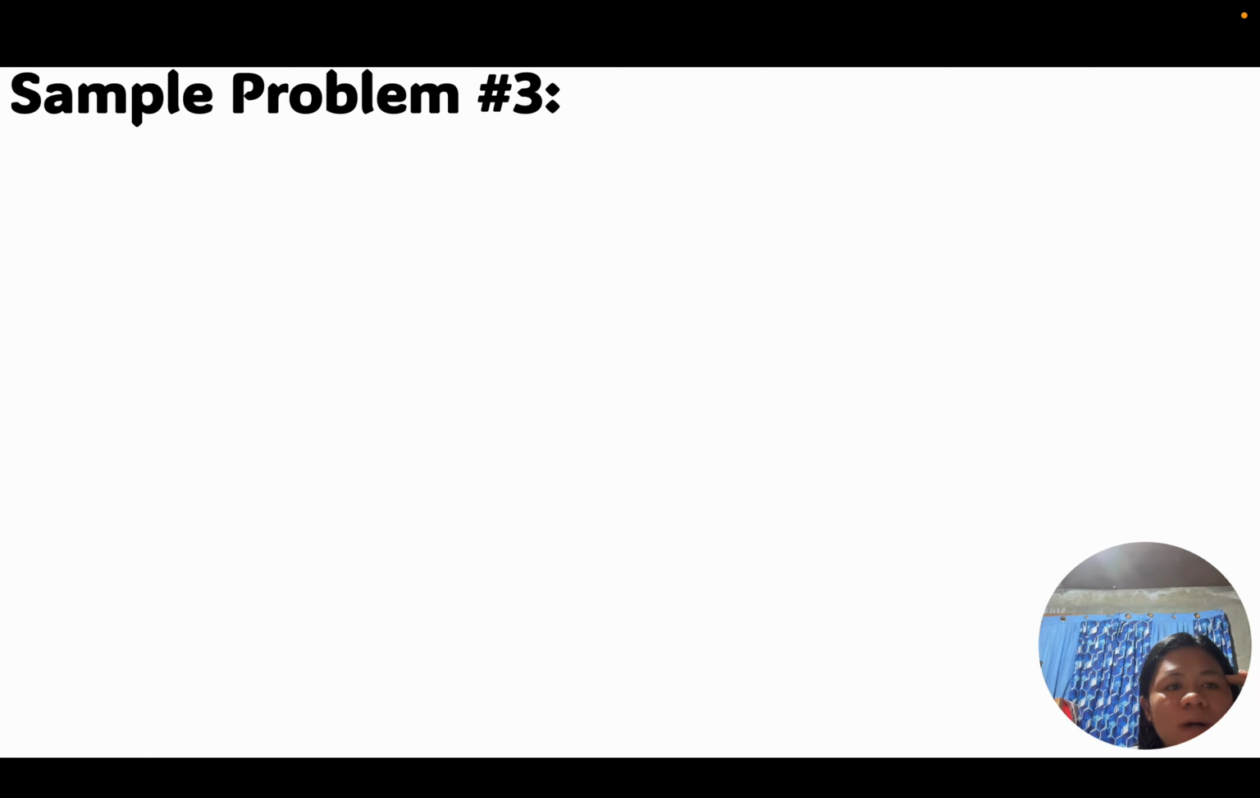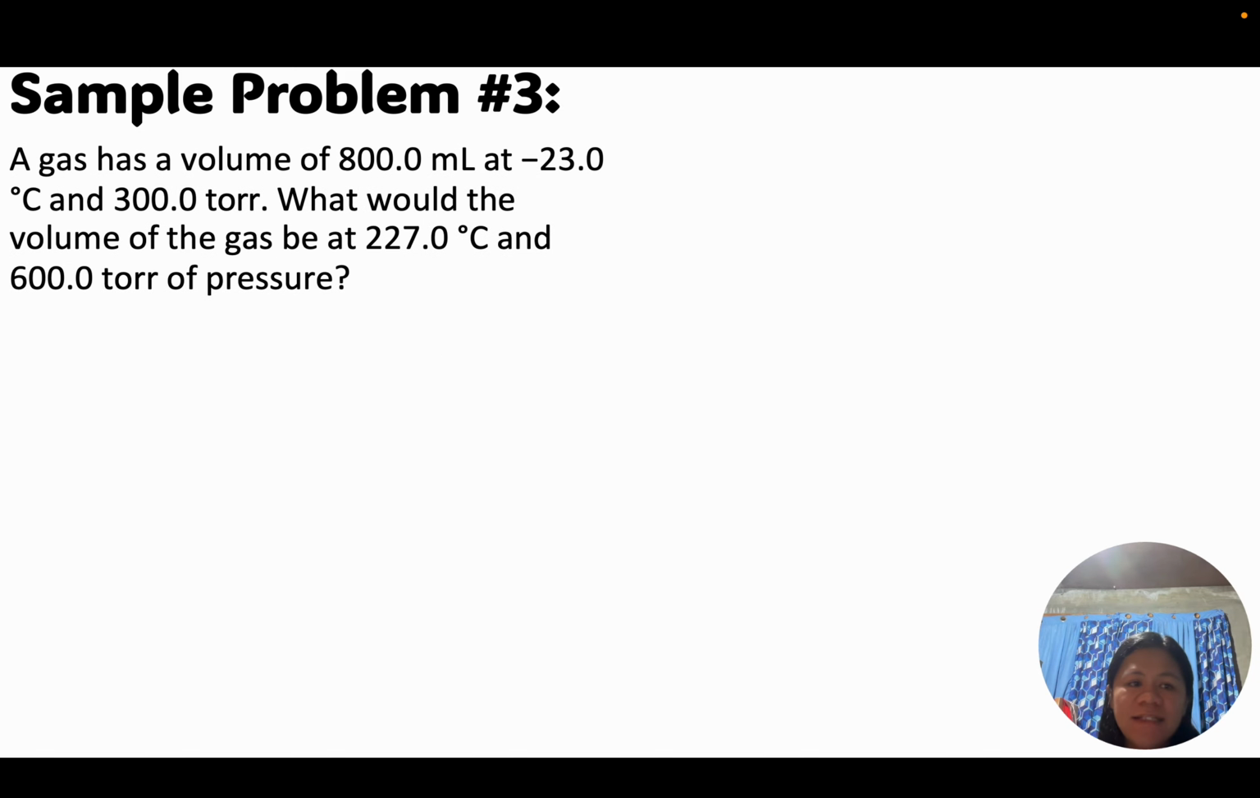Next sample, problem number 3. A gas has a volume of 800 ml at negative 23 degrees Celsius and 300 Torr. So we have our volume, temperature, and we have our pressure. What would be the volume of the gas? So V2 pa rin yung hinahanap natin, at 227 degrees Celsius and 600 Torr of pressure.